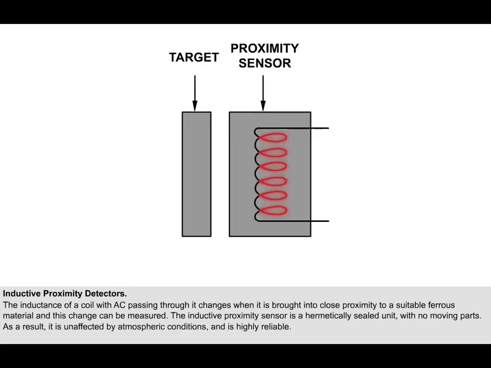The inductive proximity sensor is a hermetically sealed unit and is actuated by the presence of the actuator or target. It is not touched by it. There are no moving parts. As a result, this type of switch is unaffected by atmospheric conditions and is highly reliable.